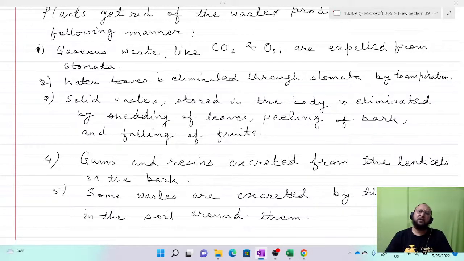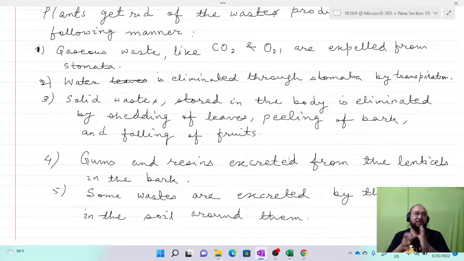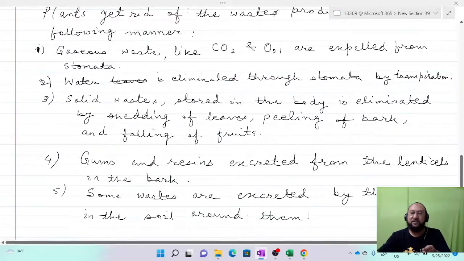Apart from this, there are some wastes produced in the root region, so they do not need to come up into the stem and then be excreted. Those metabolic wastes, excretory products produced in the root region, are eliminated or excreted in the root only, in the soil around them. Okay, so these are the different excretory methods. So what happens in the case of excretion in the plant?